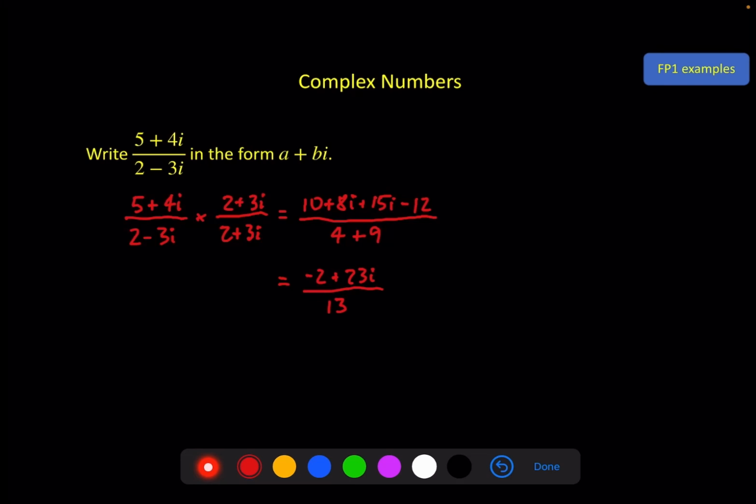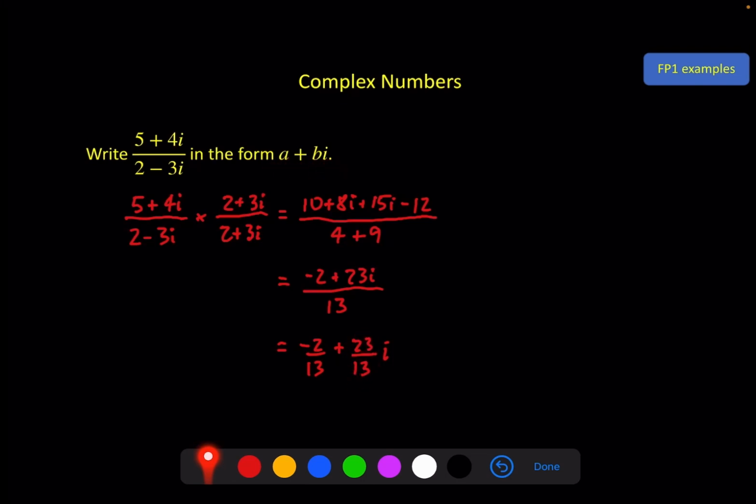Now that's not a very nice number, but if we really want it in the form a plus bi, we can split that into two fractions. So long as they are real numbers, this is in this form.